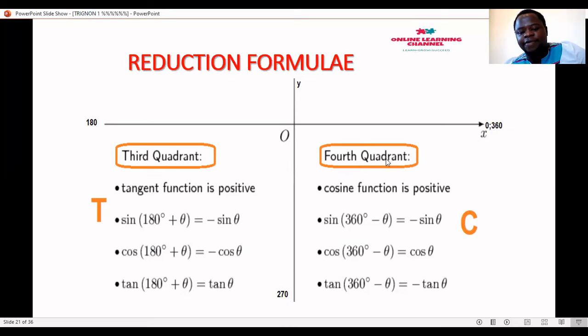So now in the fourth quadrant, the cosine function is positive. So your sine 360 minus theta, sine is negative there, it will be negative sine theta. Cos 360 minus theta, cos is positive, it will be cos theta. And then tan 360 minus theta, tan is negative, it's not its position, so negative tan theta.